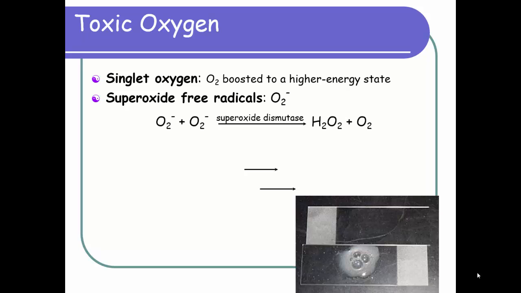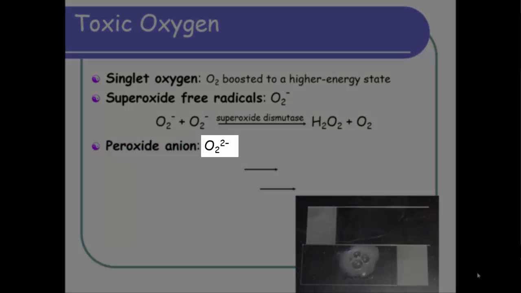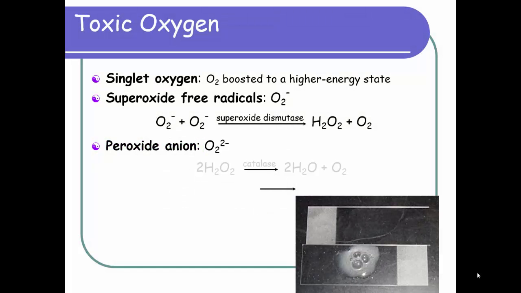If you put 2 of these superoxide free radicals in a cell that has the enzyme superoxide dismutase, it will form H2O2, which is hydrogen peroxide, and oxygen. The peroxide anion has actually gained 2 electrons in the third shell.